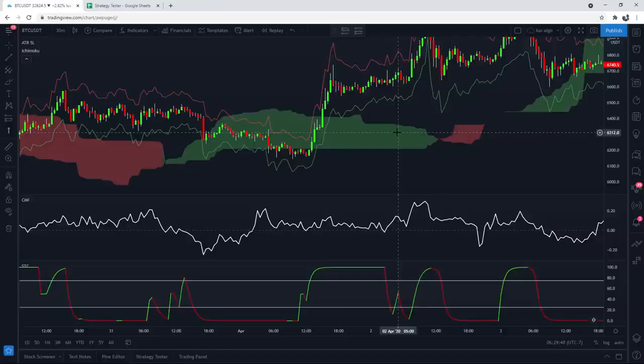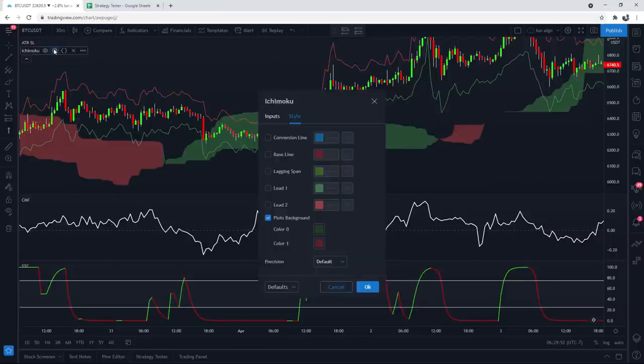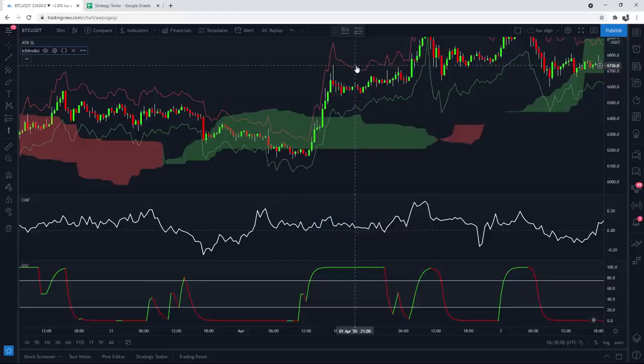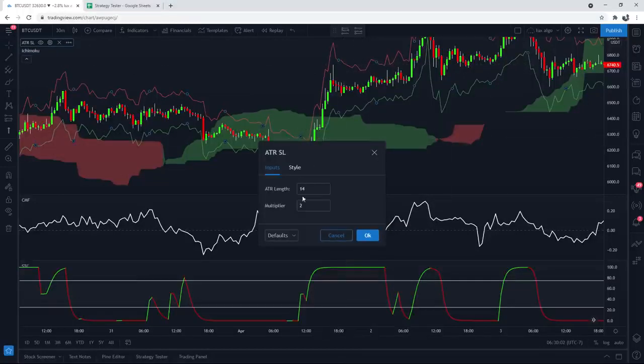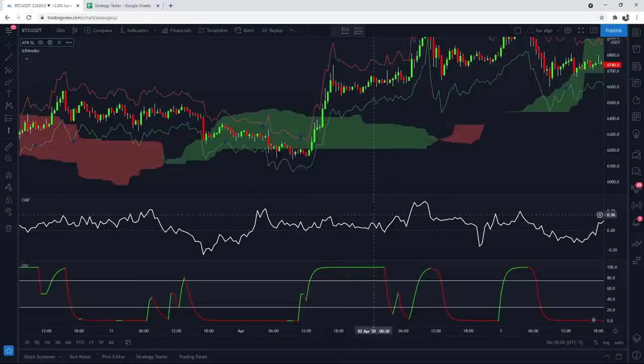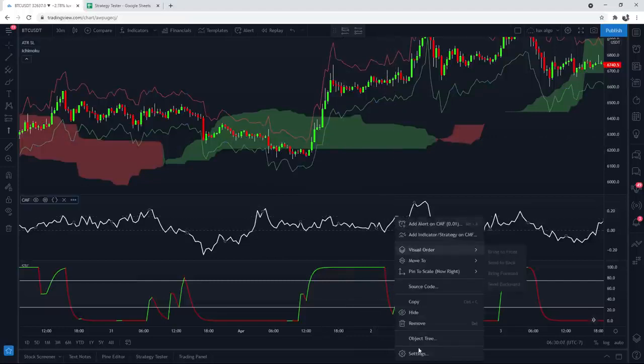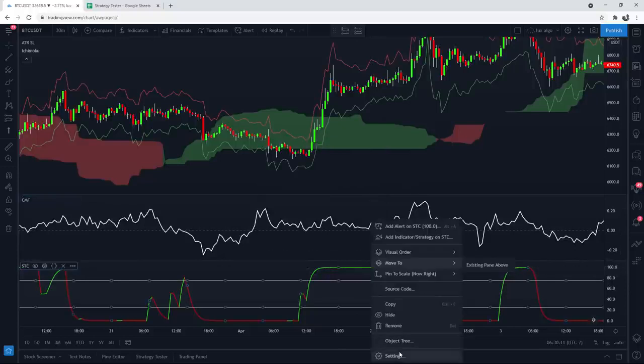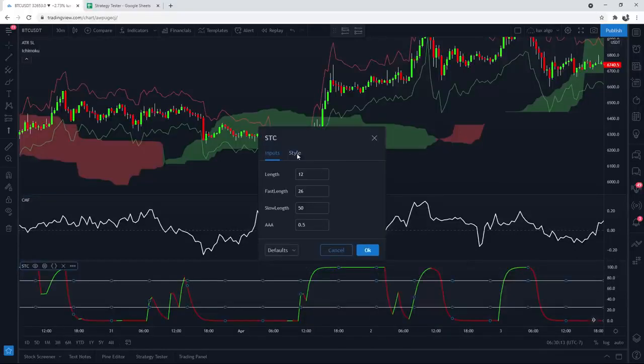All right, let's quickly go through the indicators and their settings. So we have the Ichimoku cloud with everything removed other than the plots background. Here are the settings: 20, 30, 120, and 60. Then there's the ATR stop loss indicator, 14 and 2 for the settings. Then the Chaikin money flow, which has default of 20. And finally, the Schaff trend cycle. Here are the settings for that.